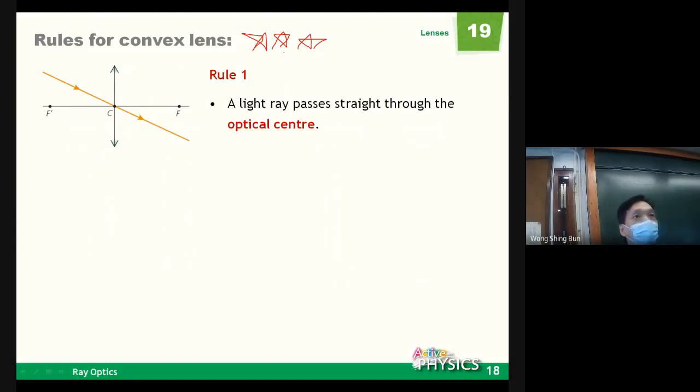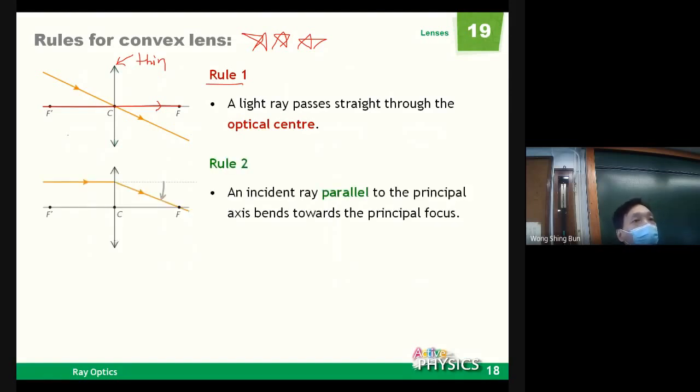Three different rules. The first rule, a thin line passing through the optical center will be a straight line. Okay? Although you know that we will have lateral displacement, in examination we will think that this one is a thin lens. The lateral displacement is very small, so you can think that this one is a straight line. How about this? Normal incidence, also a straight line. First rule, all the light rays passing through the optical center will be a straight line.